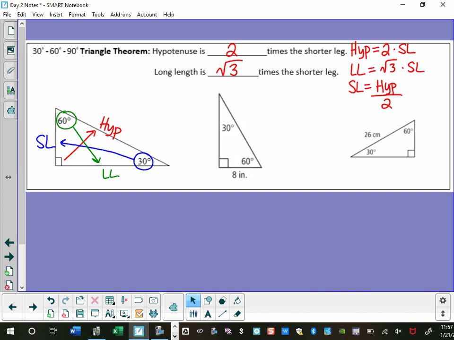I try to draw it to scale, but sometimes it doesn't work that way. Like in the middle picture, you can tell that this is the short leg, this is the long leg. But here, it kind of looks the same, but looking at the degrees on my triangles, I know this is my short leg and this is my long leg. Does that make sense? Very good.